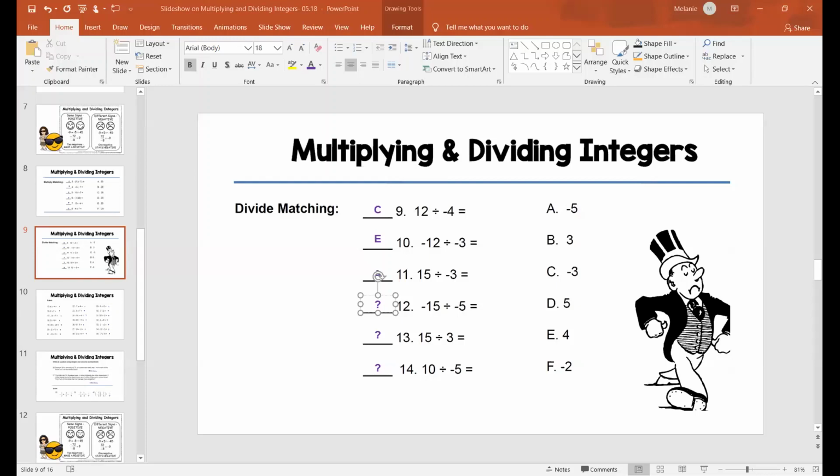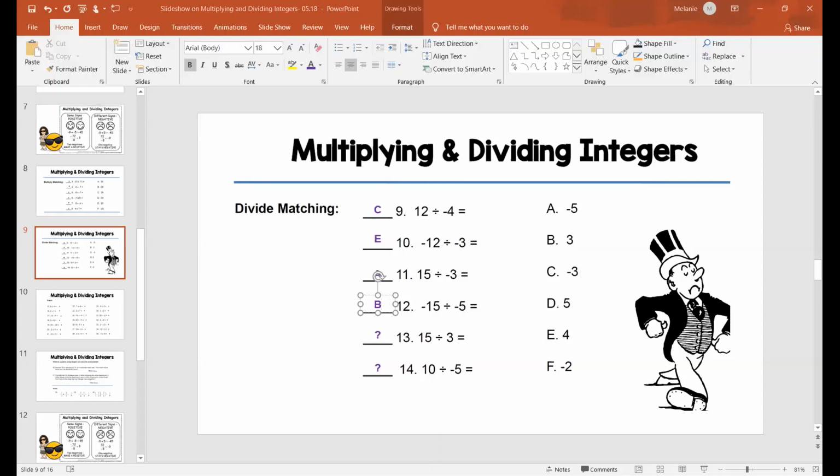And now let's go to Antoine. Antoine, can you help me out with this one? Negative 15 divided by negative 5. Two negatives. That is 3. What do two negatives equal? Yeah, positive 3. Excellent. So that's B, because two negatives equal a positive.